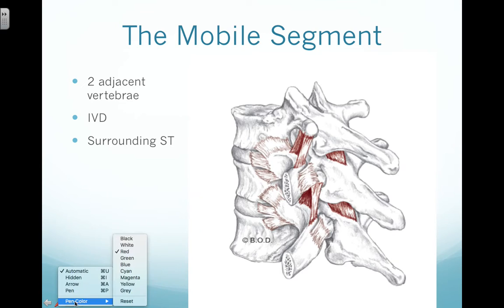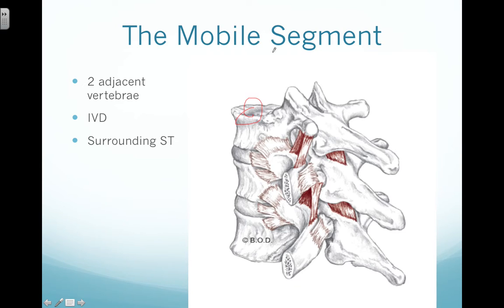So when we start to understand that the mobile segment is made up of the vertebral body, this is the vertebral body right here, and that's a big weight-bearing structure of the body. It's made up of a shell of cortical bone, and then in the cavity is that cancellous bone. This is a great structure so that it can take on a significant amount of compressive forces.